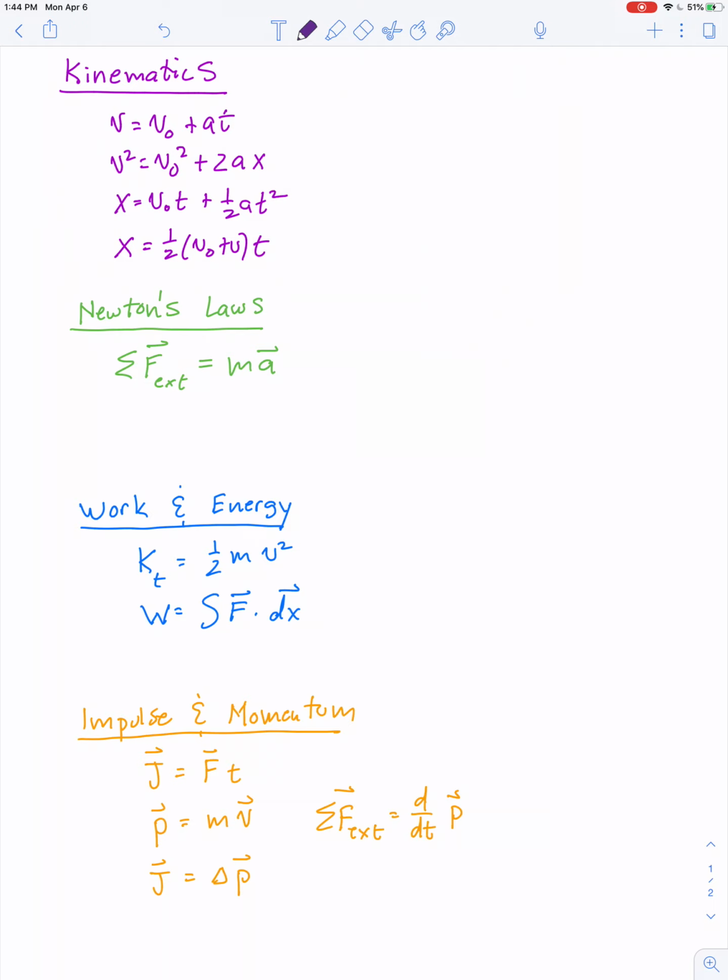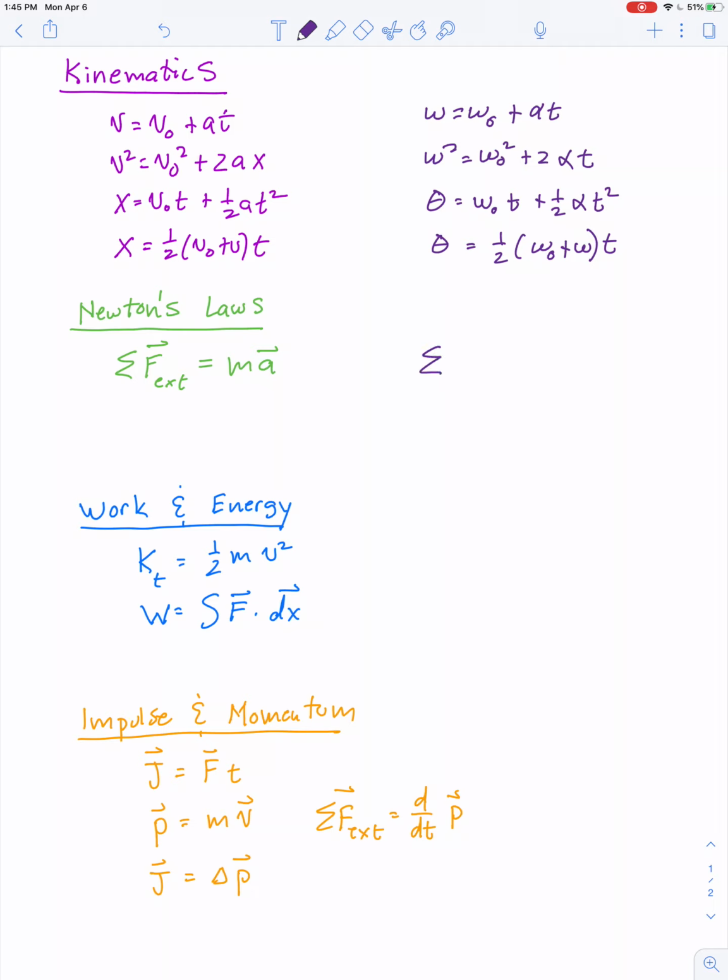So the kinematics for objects that rotate: final angular speed equals initial angular speed plus angular acceleration times time. Final angular speed squared is initial angular speed squared plus 2 times angular acceleration times angular displacement. Angular displacement is initial angular speed multiplied by time plus 1/2 angular acceleration times time squared. And angular displacement is 1/2 initial angular speed plus final angular speed multiplied by time.